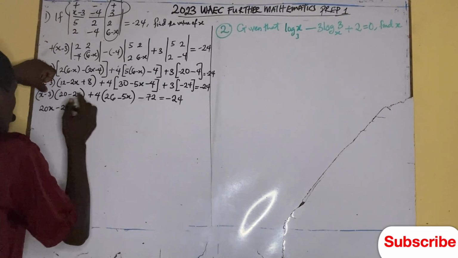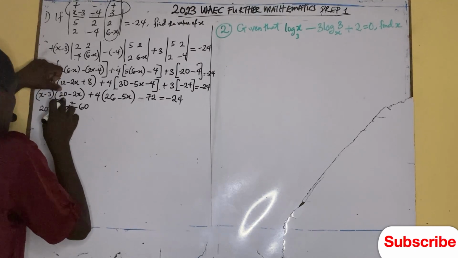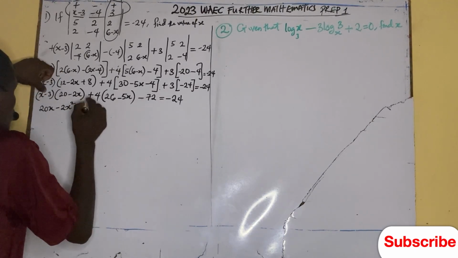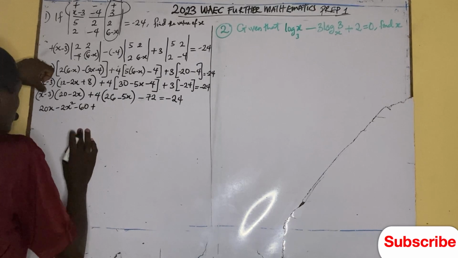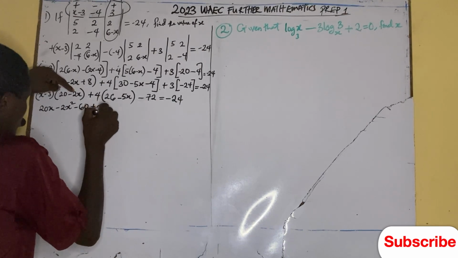Minus 3 times 20 will be minus 60. Minus times minus is going to give you a plus. Then 3 times 2 is going to give you 6x.